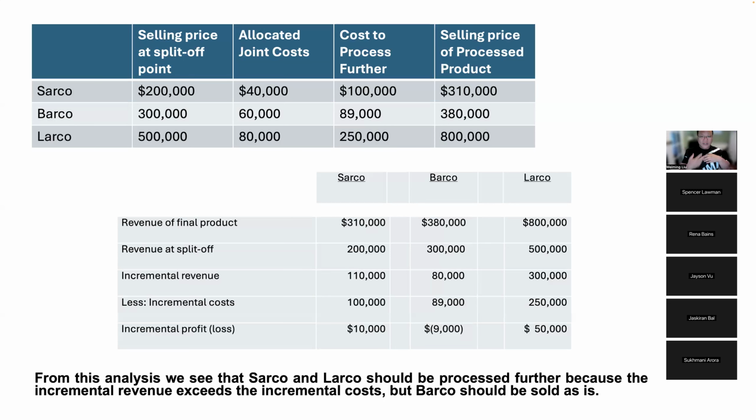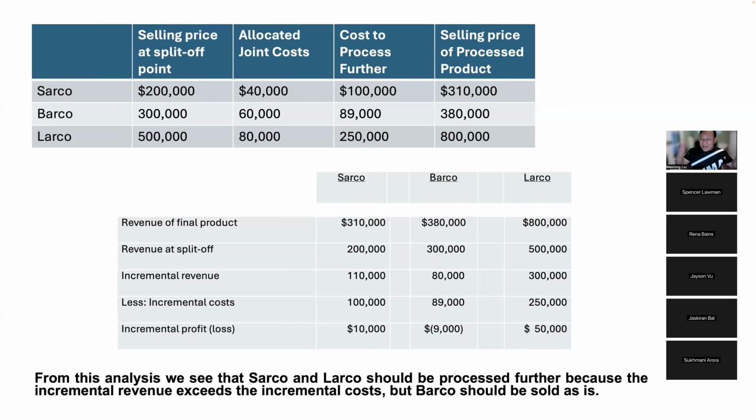What is the cost? It doesn't come free for that processing. So you can see Starco, the processed cost is 100,000. So that's my incremental cost. My incremental revenue is 110,000. My incremental cost is 100,000. The incremental profit is 10,000. So therefore, the answer should be, okay, I should further process Starco.